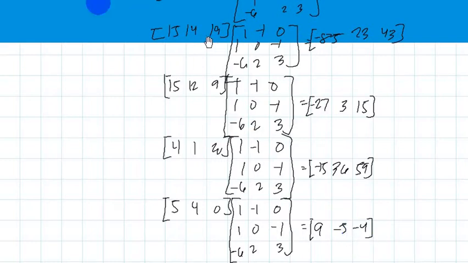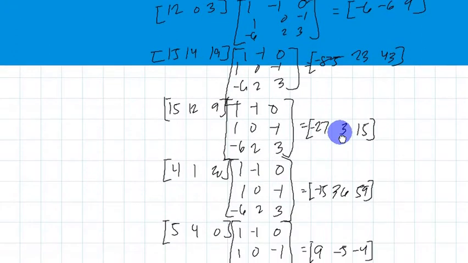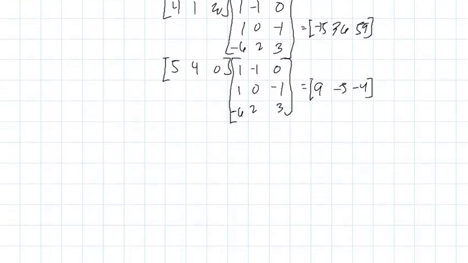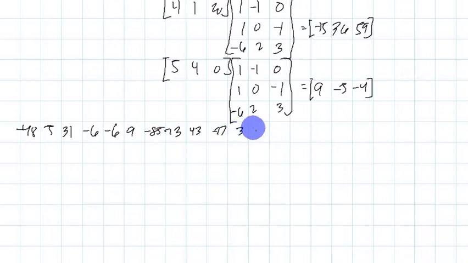And here we are. We have all our multiplied and our coded row matrices. So therefore, to send this message "cell consolidated", we're going to have this string of numbers: -48, 5, 31, -6, -6, 9, -85, 23, 43, -27, 3, 15, -115. I had to correct this one a while ago. Then this is 36, 59, 9, -5, -4. So when you send this to someone and they don't have the key, they will not be able to easily crack this one.